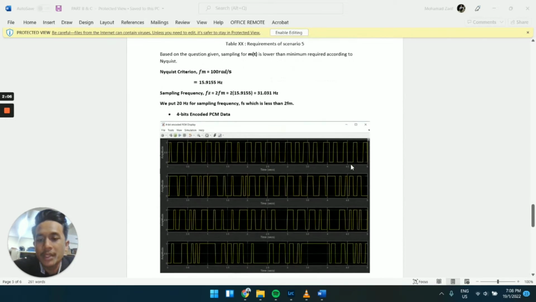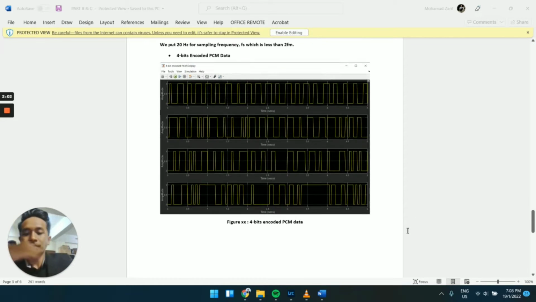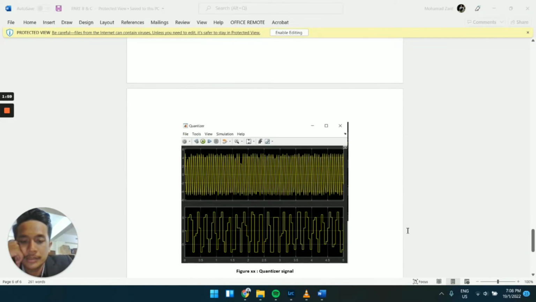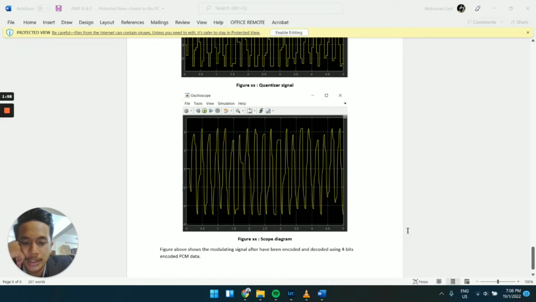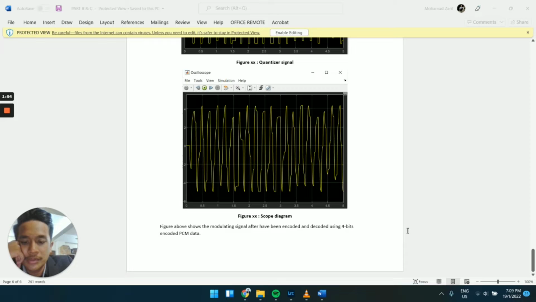So for the 4-bit encoded PCM data, this is what I can show here. And then this is the quantized signal and the scope diagram. The figure above shows the modulation signal after it has been encoded and decoded by using 4-bit encoded data. For further explanation upon the structure of the graph, it will be explained in the simulation.